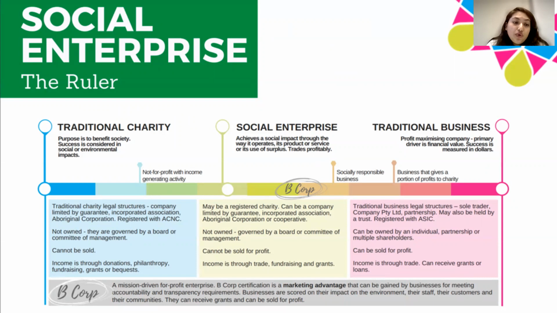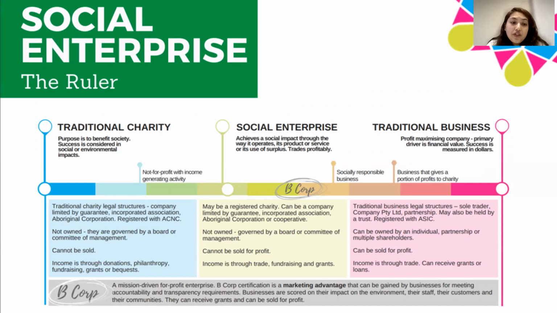If you look at the ownership of a traditional charity, it is governed by a board or committee of management, which is similar to a social enterprise. They are also governed by a committee or board of management, but it's different for traditional business because it's owned by individuals, partnerships, or multiple shareholders. Traditional charity and social enterprise cannot be traded for profit, whereas a traditional business can be traded in exchange for profit.